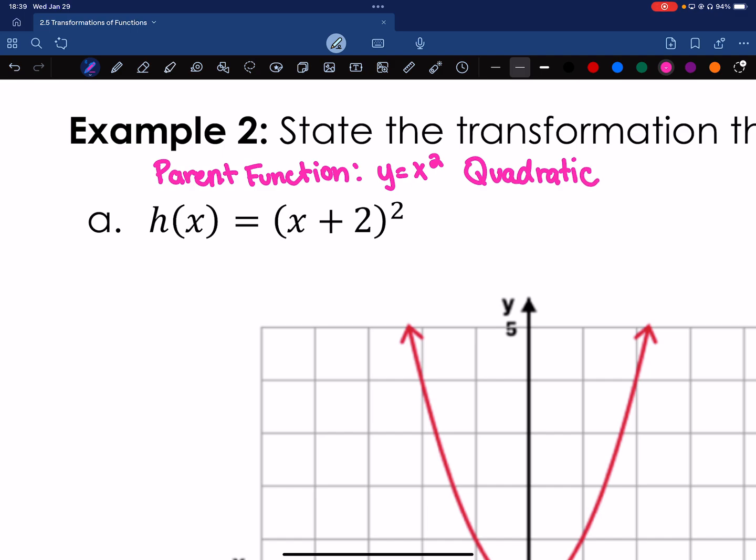Okay, so if we look, we see that we have a plus 2 on the inside, and we're not going to let it fool us. We know that it's really not going in the positive direction. It's going in the negative direction. So this is going to the left 2 units. And that's because a negative 2 was plugged into that equation to try to fool you and look positive.